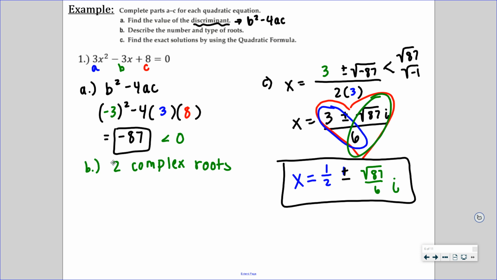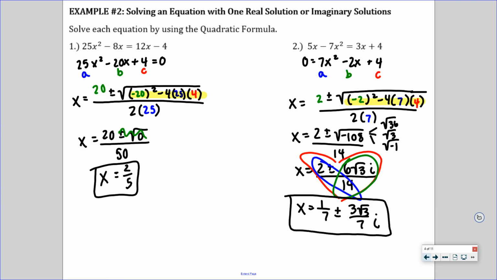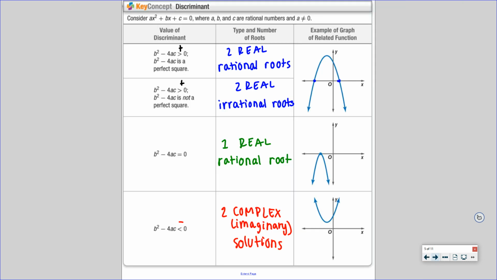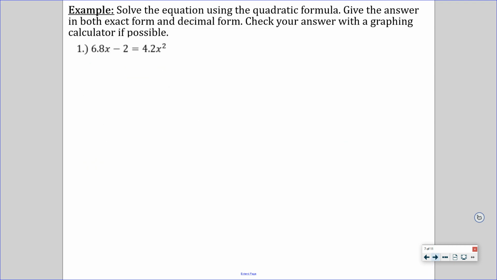Okay, what if I would have gotten positive 87? What kind of solutions would I get? 2 real irrational, because 87 is not a perfect square. But yes, 2 real irrational roots. Okay, if you get 0, like this one, that just means you're going to have 1 real rational root. So you can use that chart as a reference when you're practicing them, but I don't think we need to do another one of those.